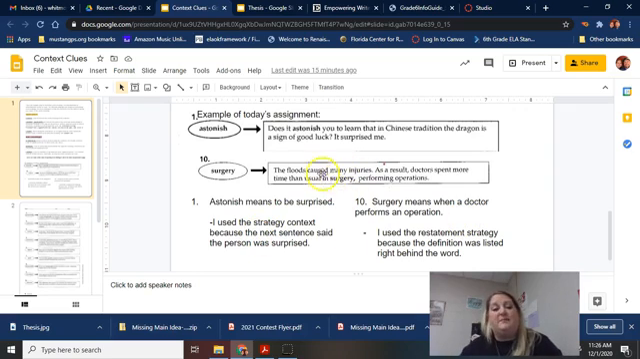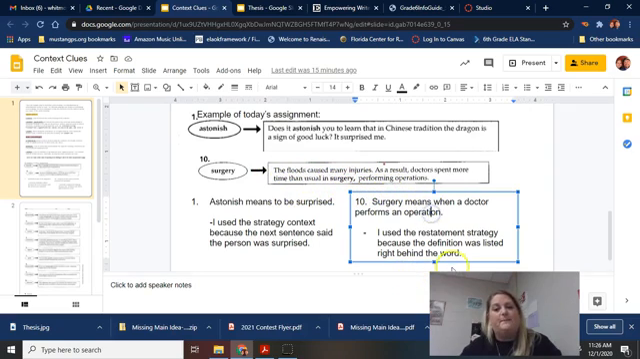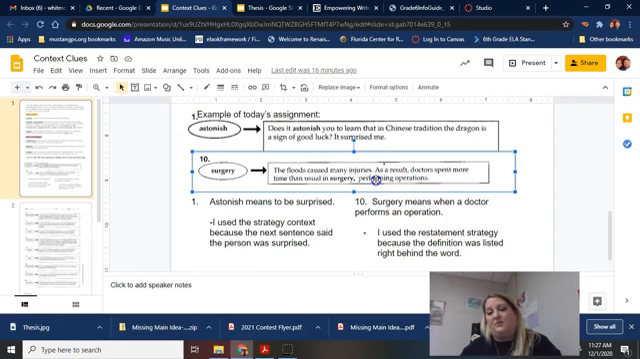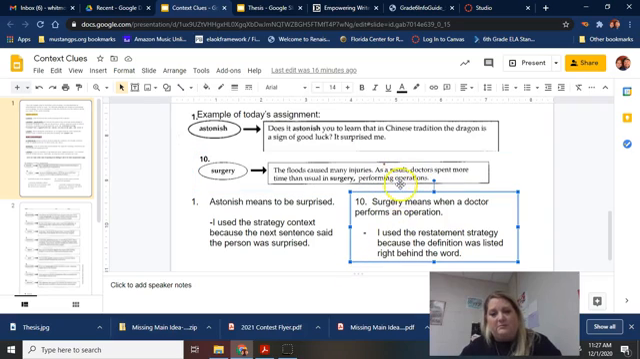All right, the next one is about the word surgery. "The flood caused many injuries. As a result, doctors spent more time than usual in surgery, performing operations." I used restatement here because they said performing operations, and I know surgery has to do with doctors. So I bet it's a doctor performing an operation. So I wrote that definition here. And for the strategy, I used restatement because the definition was listed right behind the word. So they restated it with a definition. You could also choose, I would probably accept an example, although I do think a restatement is probably the better option.